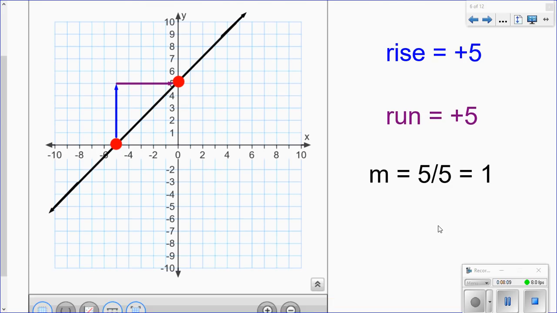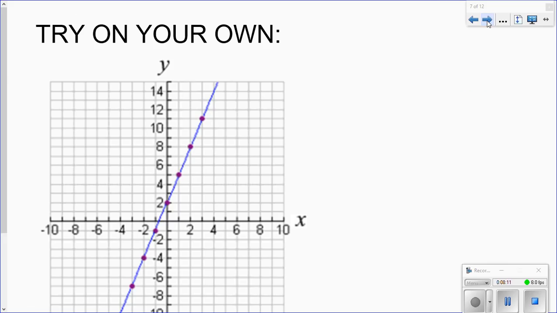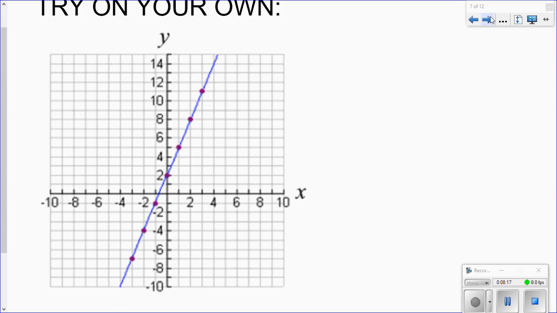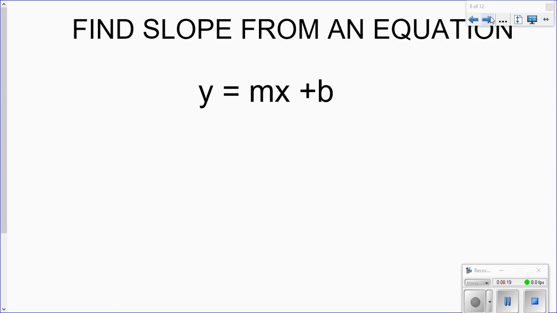Okay? You guys are going to try the next one on your own. Give it a try, and I did make clear points for you on this one, so it wasn't as bad. Give that one a try on your own.